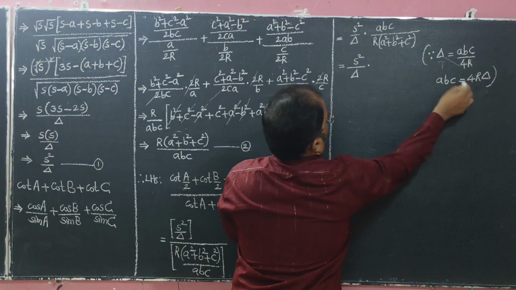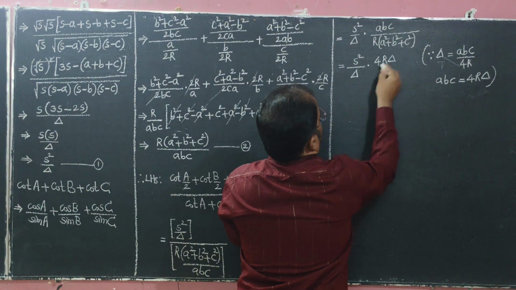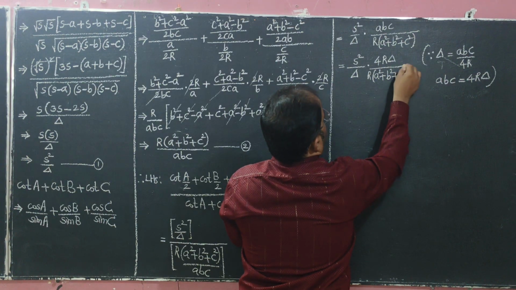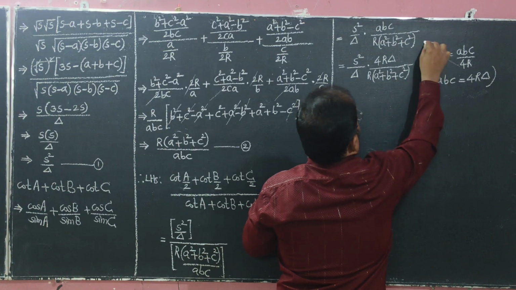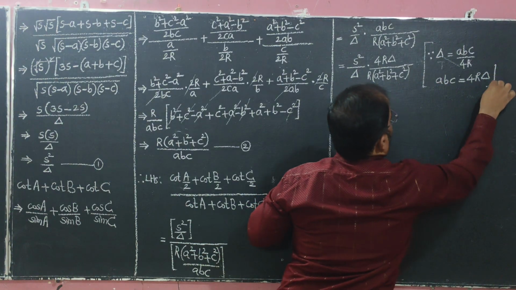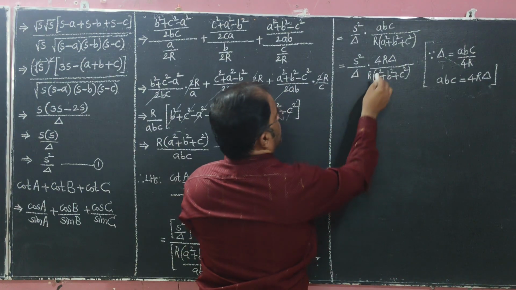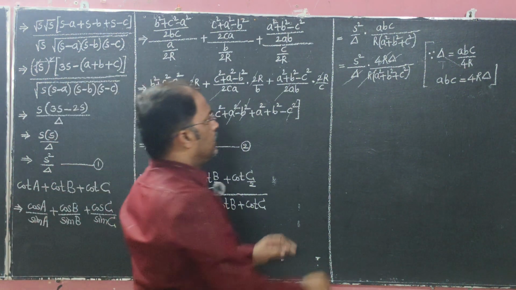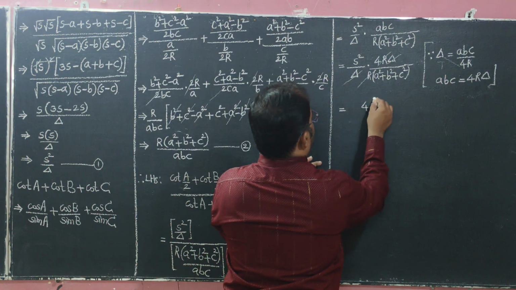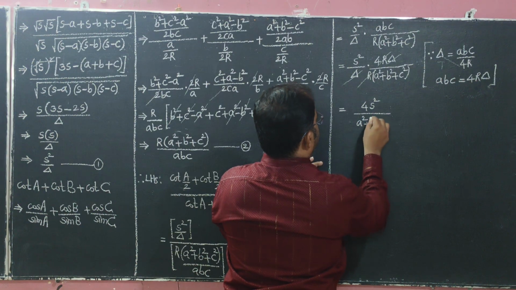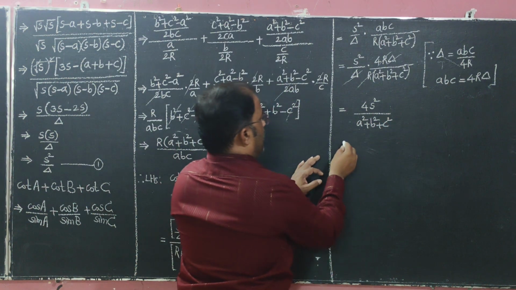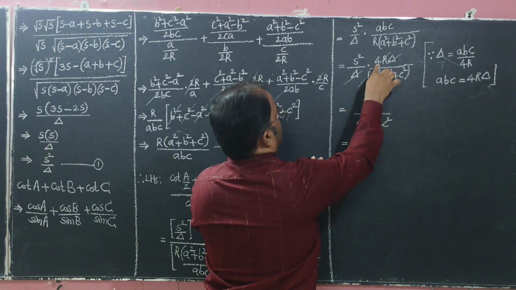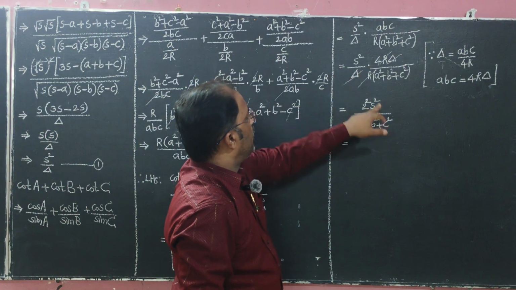Substitute abc equals 4R delta. So 4R delta by R into a square plus b square plus c square. See, R cancels, delta gets cancelled. Clear? Now the remaining is 4S square by a square plus b square plus c square. And 4 can be written as 2 square, and S square as it is.